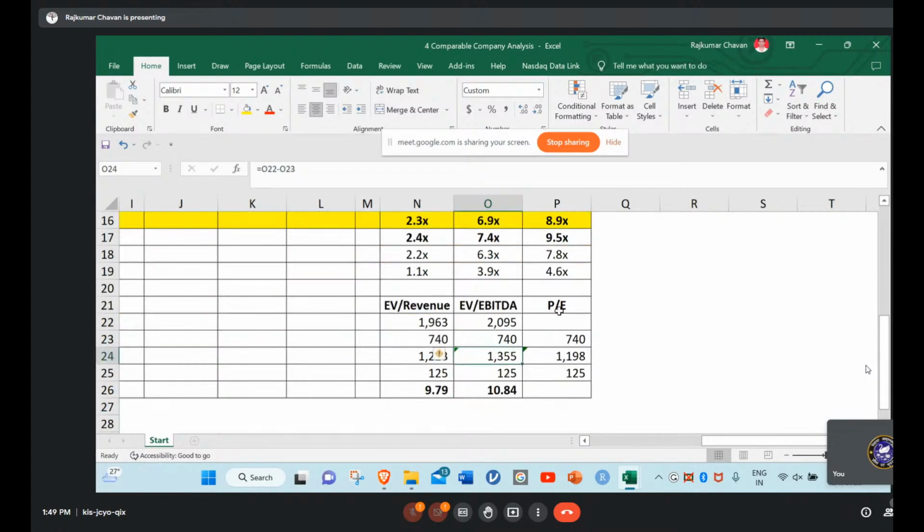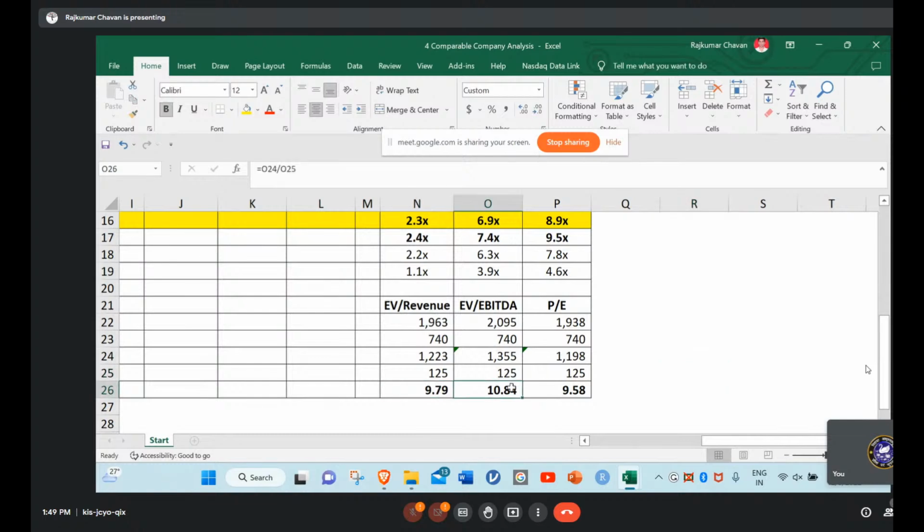Now tell me, can we calculate enterprise value then? We have to go in reverse. So what should I do here? When we are going from bottom to top, we should add. So 1198 plus 740, we will get 1938. And finally, can we calculate value per share? It is equal to 1198 divided by 125. You will get 9.58.